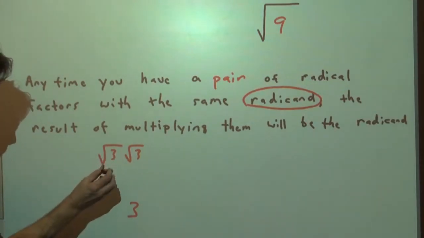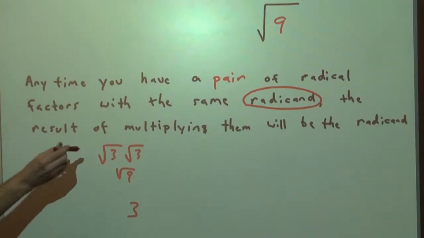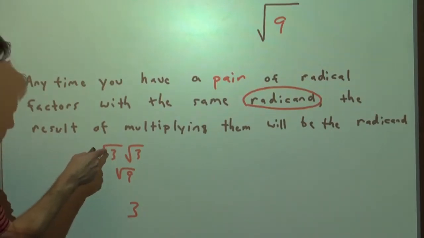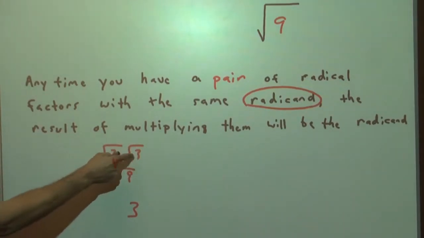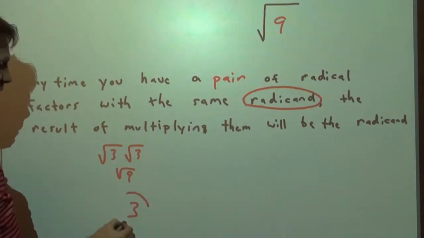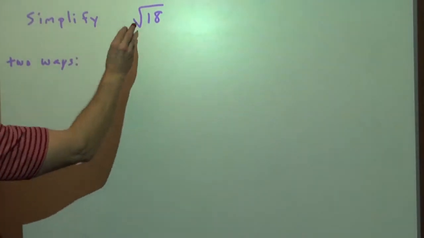Again, because this is radical 9 and the square root of 9 is 3. So that's an important principle that we're going to use here. If you have a pair of the same radicals, they have the same radicand, then when you multiply them together, your result will just be that radicand with no radical sign left. Okay, so we want to simplify this.